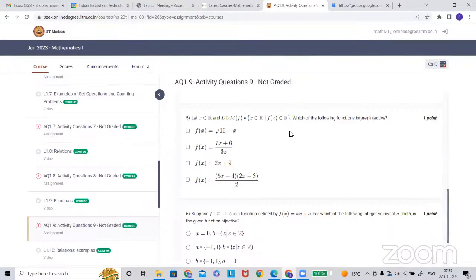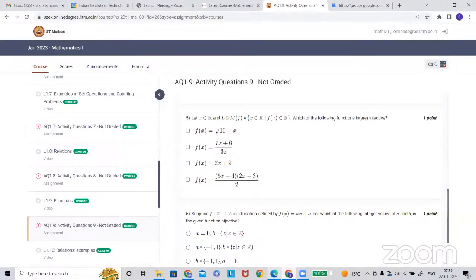Which of the following functions is going to be injective? How will we check it? Anyone? "Sir, the first one is injective because the square root is always positive, so we cannot take any value greater than 10 for the first one." Okay, so the first one is injective. It's one to one because it's linear.